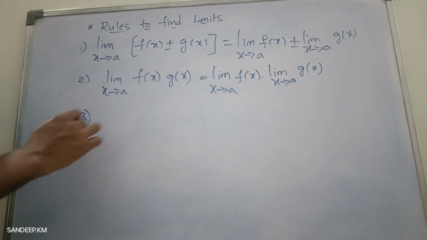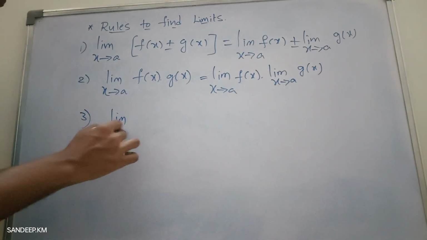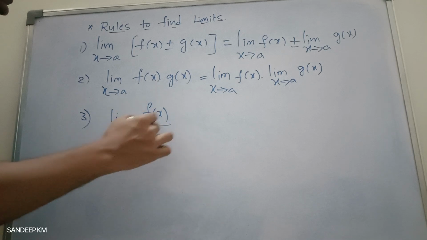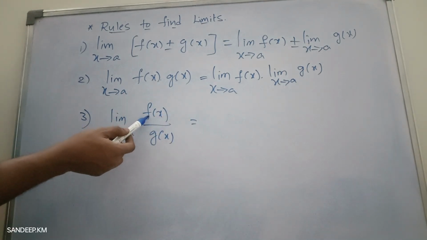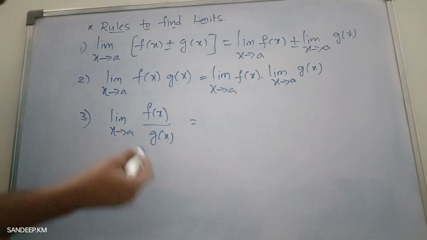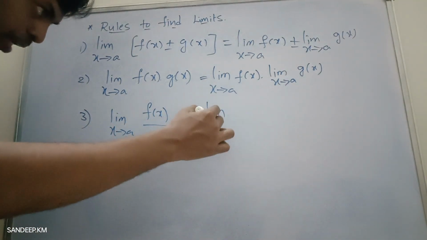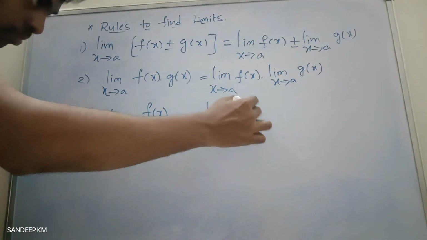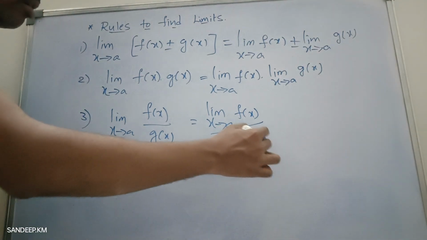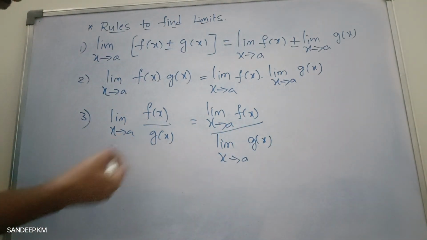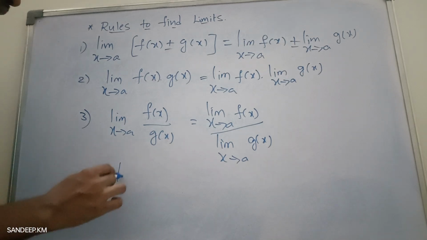Same way, dear students, limit x approaches a f of x by g of x is there. Can I separate the limits for the numerator function and denominator function? Means yes, of course. You can give limit to the numerator and limit to the denominator. Okay, if you want an example for the third one, let us see an example.